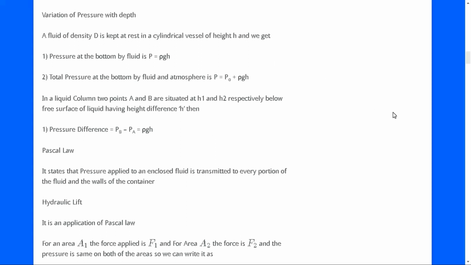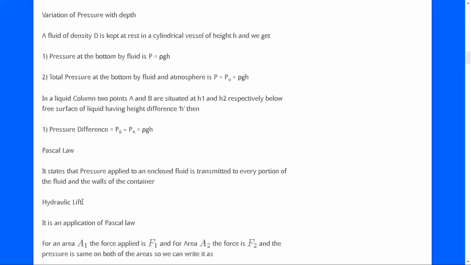Now we will discuss Pascal's law. What is Pascal's law? Pascal's law states that pressure applied to an enclosed liquid, that means if we apply pressure to an enclosed fluid, the pressure is transmitted to every portion equally and to the walls of the container. I will say again that if we apply pressure to an enclosed fluid, it transmits to every portion of the liquid and walls of the container equally.